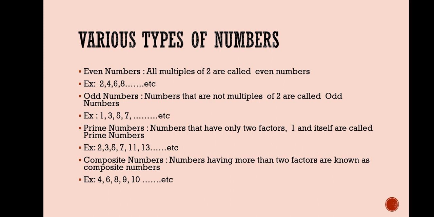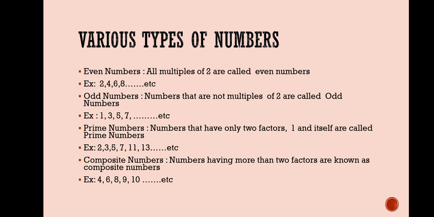Now we shall learn what prime numbers are. Prime numbers are numbers that have only 2 factors. Just now we saw one example like 12. 12 has how many factors? 1 into 12, 2 into 6, 3 into 4. So the factors were 1, 2, 3, 4, 6, 12. So it has many factors.